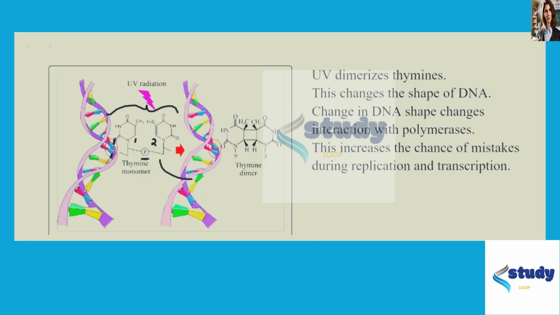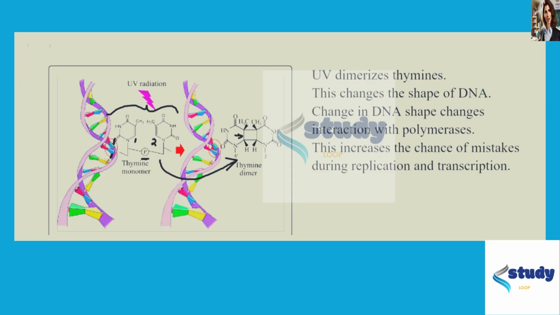So after UV damage, this is what it looks like. And if you notice there, we have removed that phosphate, we have removed that phosphodiester bond, and there is now actual covalent linkage between the two bases of the thymines. So this dimerization of thymine changes the shape of the DNA. And in biology, form fits function. So if you change the shape of something, you are going to change its function.